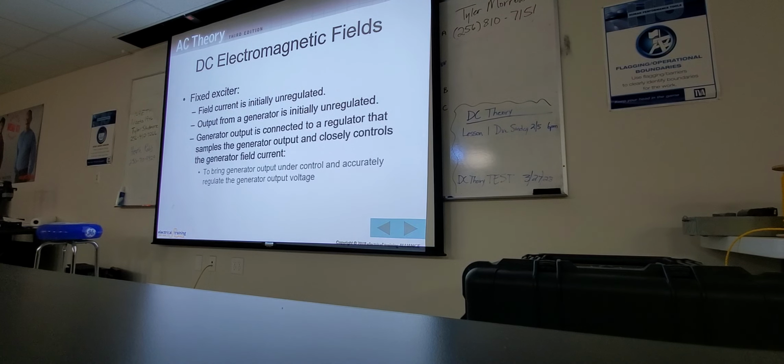The fixed exciter. Field current is initially unregulated. Output from a generator is initially unregulated. Generator output is connected to a regulator that samples the generator output and closely controls the generator field current, to bring the generator output under control and accurately regulate the generator output voltage.